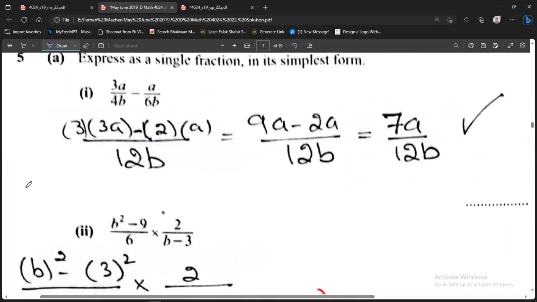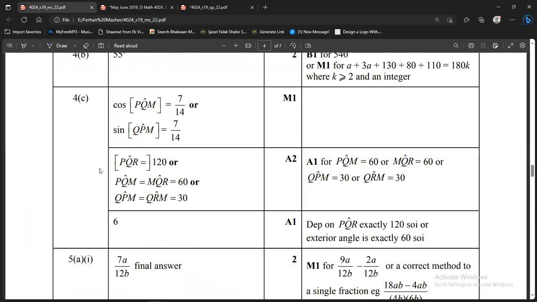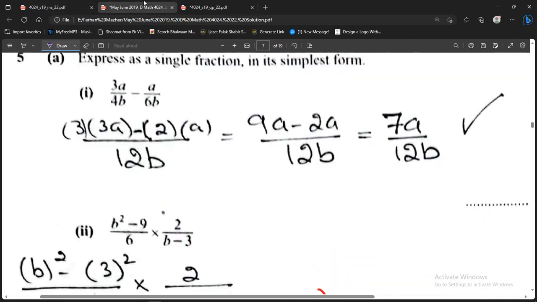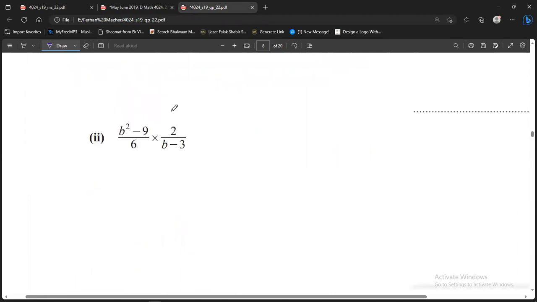So upstairs you will have 3 into 3a minus 2a. So you will have 9a minus 2a, the whole thing divided by 12b. So that will be 7a by 12b. Very simple, straightforward, easy peasy question. So you can see our answer is right. This is the solution. Okay, we are going to the next question.